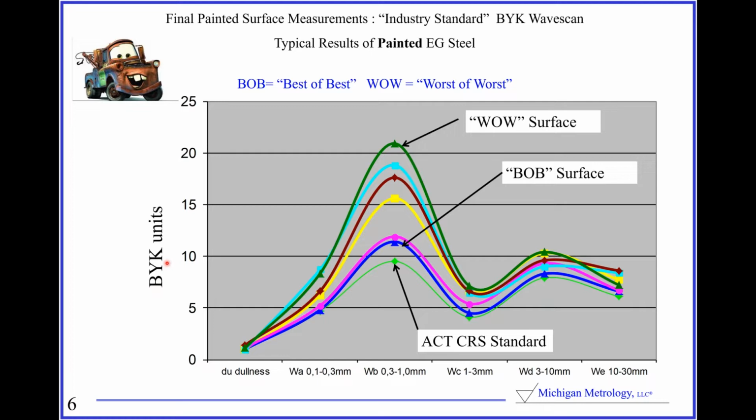So what was happening in the industry was the front door and the rear door were looking different. And they were definitely showing a difference in this WB band. But once again, the steel suppliers were like, look, we're meeting print. So it's not our problem. We met the incoming print. And this is a lesson to us all on surface metrology or engineering in general.